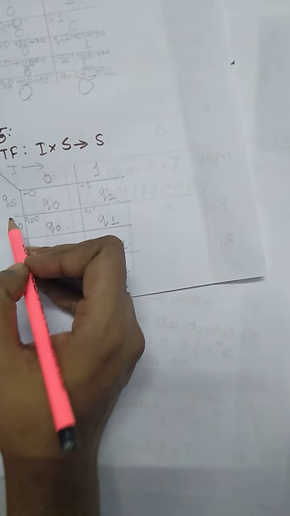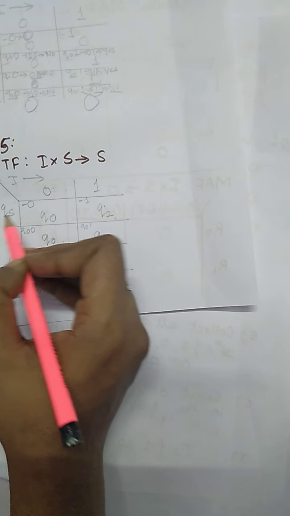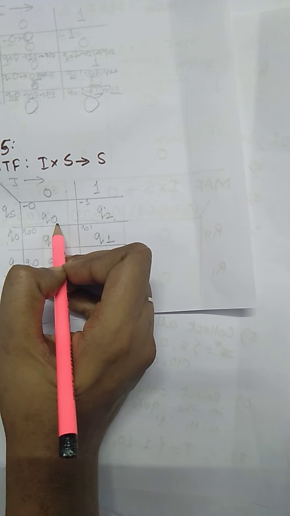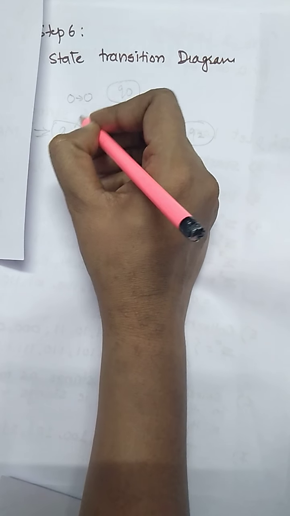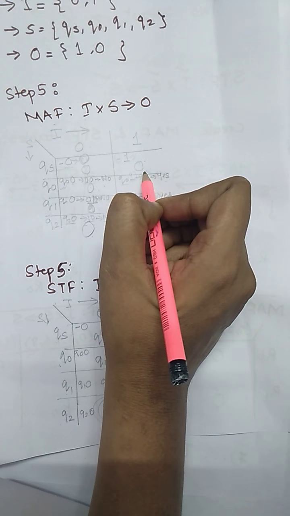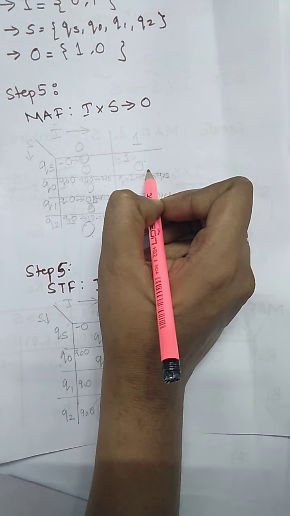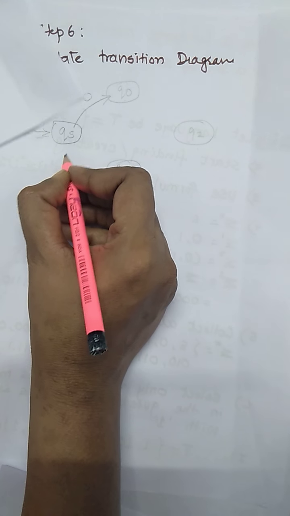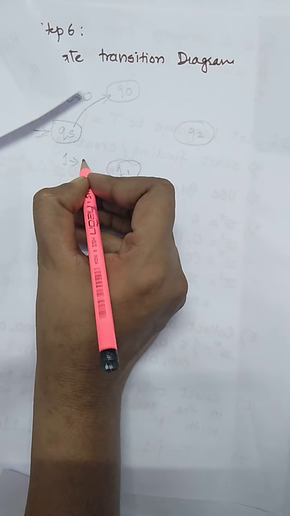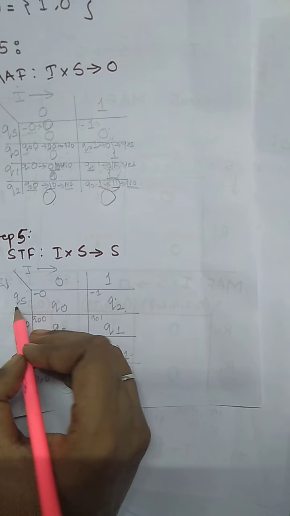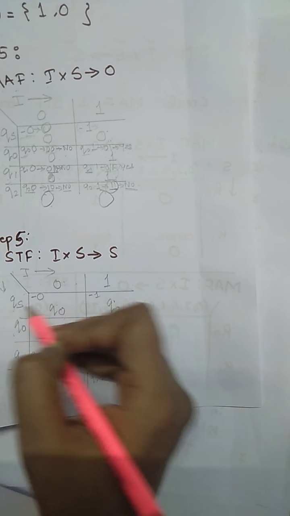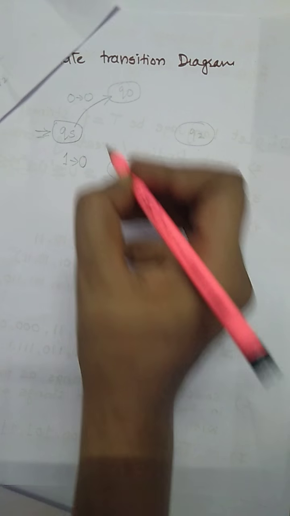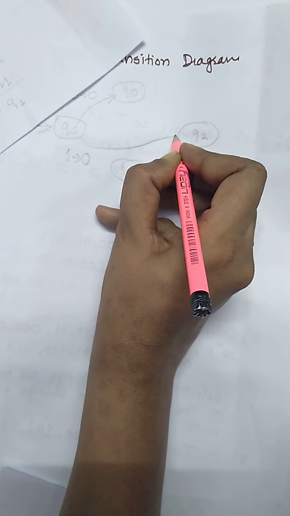Now from the STF function we have to draw the arc. QS on 0 goes to Q0, so QS with input 0 and output 0 is going to Q0. Now QS on 1, output is 0. So QS with input 1 and output 0. From the state function we have to determine where it is going. QS on 1 goes to Q2.